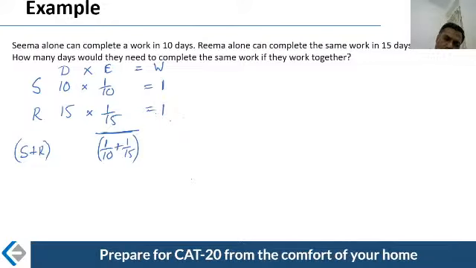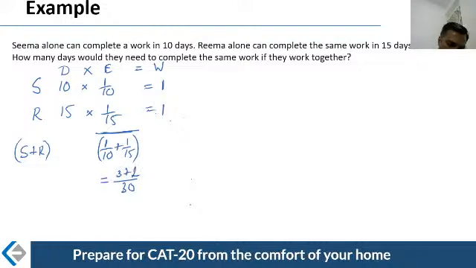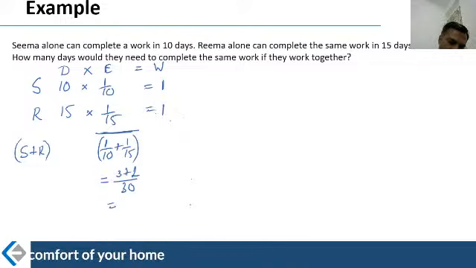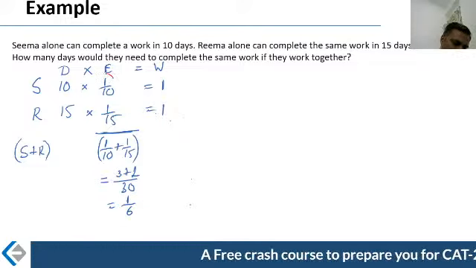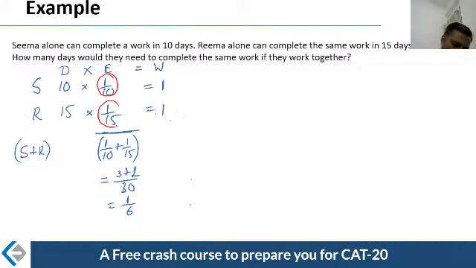So what you will do, you take the LCM now. The LCM is nothing but 30. Therefore you say 3 plus 2, therefore 5 by 30. What is 5 by 30? 1 by 6. That is the combined efficiency. So efficiency of Seema is 1 by 10, efficiency of Rima is 1 by 15, whereas efficiency of Seema and Rima put together is 1 by 6.